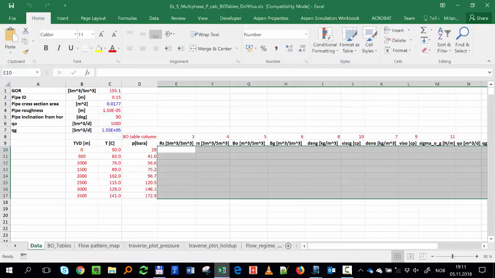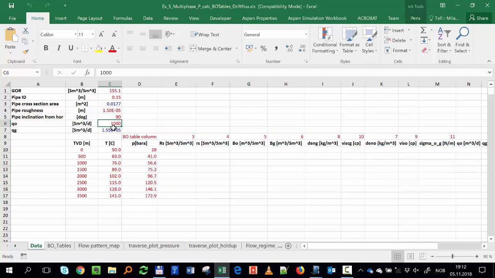Okay, so let me explain what you have here. We are going to use these for other things, but for now we have Q oil and Q gas, standard, measured at the separator. And we have different positions in the tubing. The tubing in this case is at 3.5 kilometers. And we have both pressure and temperature.